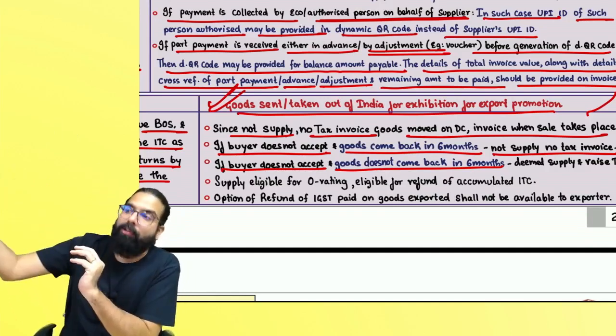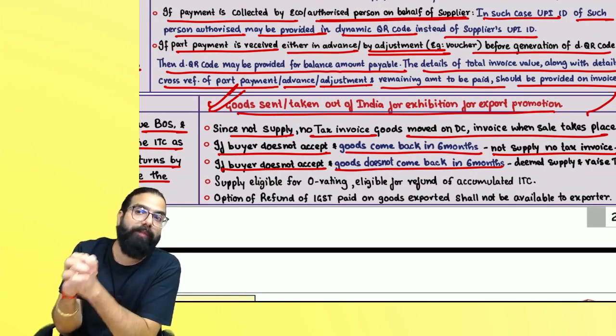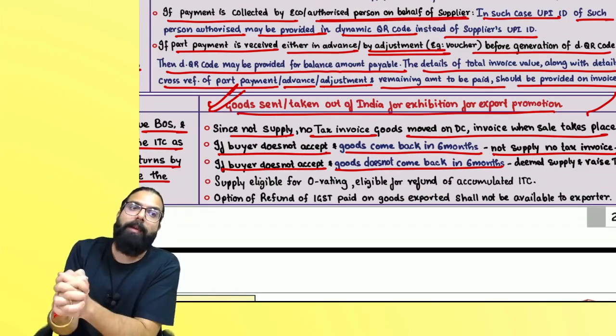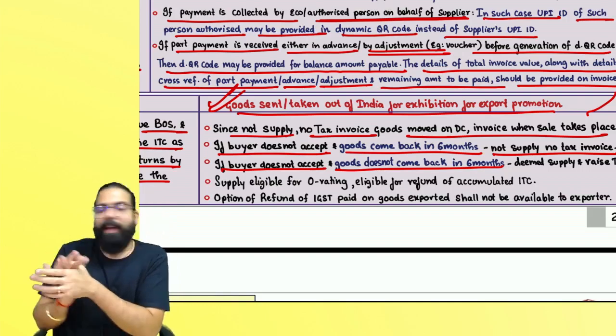But sir, if the buyer does not accept and the goods don't come back within 6 months either, it will be deemed as supply on the expiry of 6 months. It will be deemed as supply and you will be required to raise a tax invoice and pay the GST. Can I go ahead, everyone?